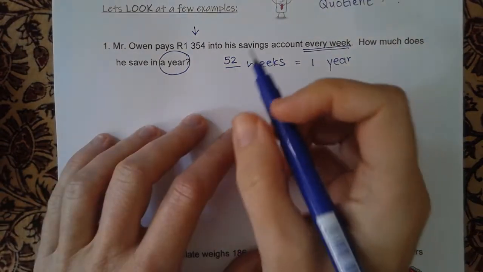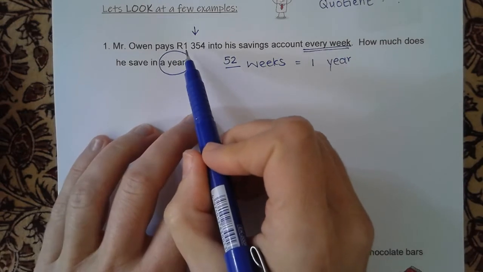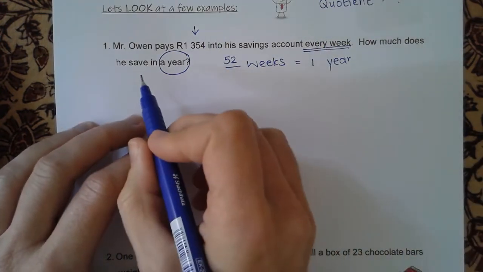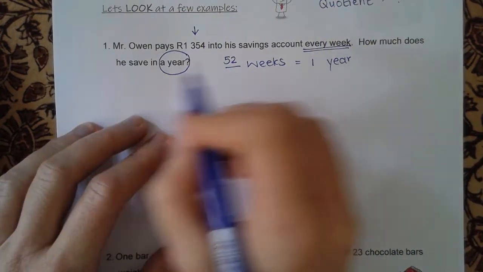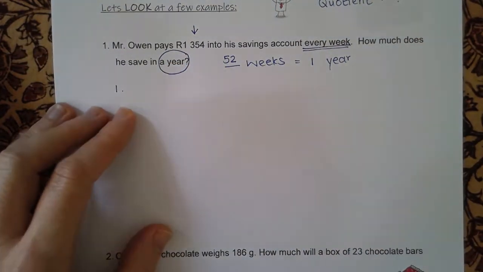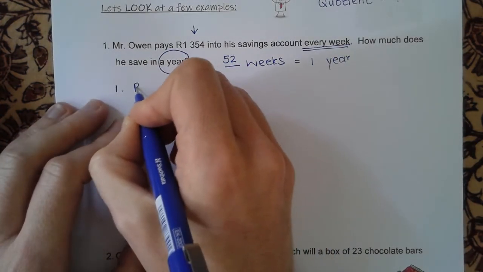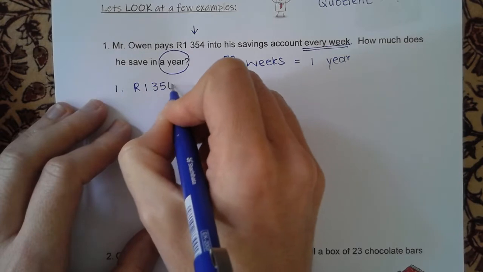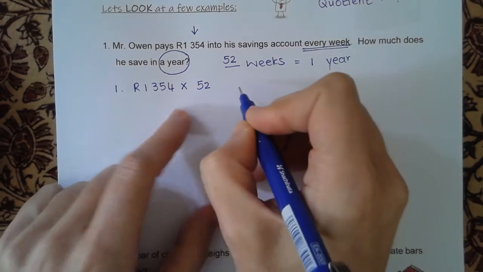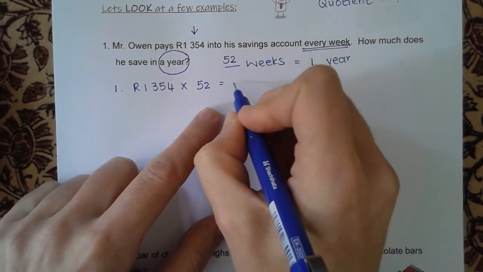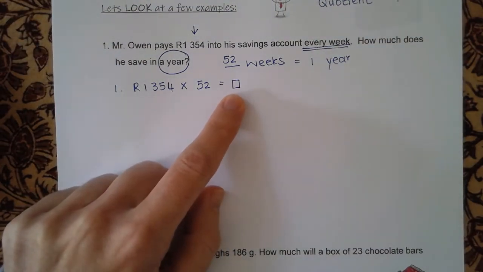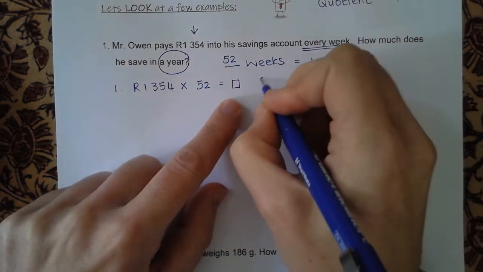Okay? So he is saving money and he's putting into his account 1,354 Rand every week. So he wants to know at the end of the year, if he did this for a whole year, how much money did he save? So we will say, number 1, now we get to the number sentence. We're going to say 1,354 times 52. Okay? Because this will tell me how much money he will save in 1 year. And then you say equal, and then you use a placeholder because you haven't calculated the answer yet. Okay, so this is the number sentence.